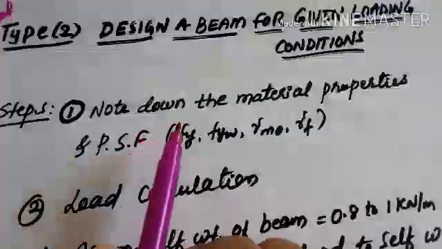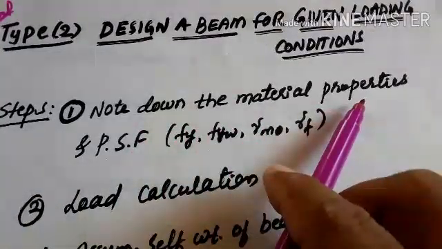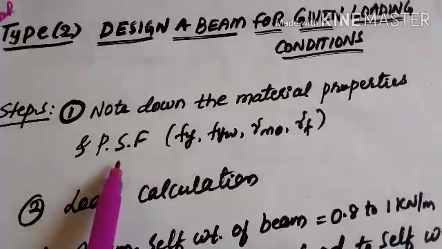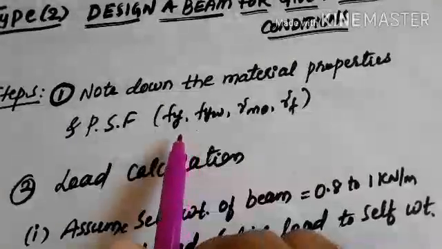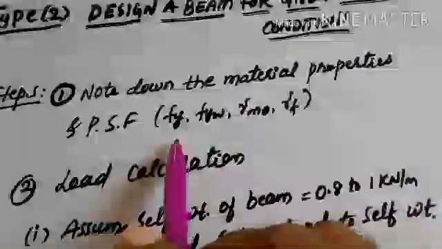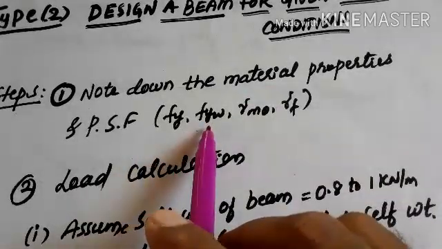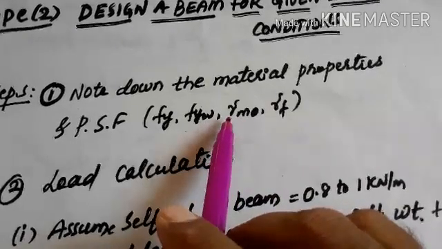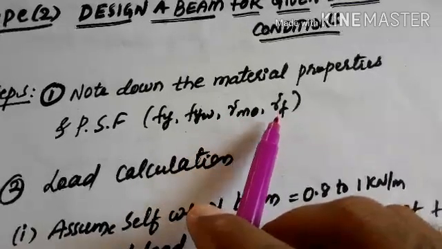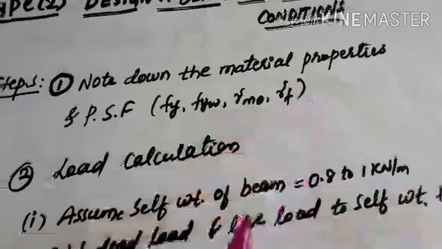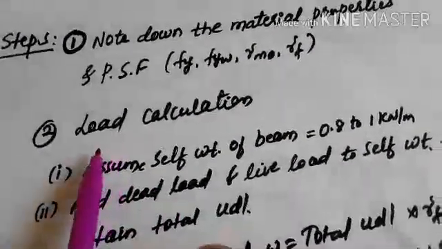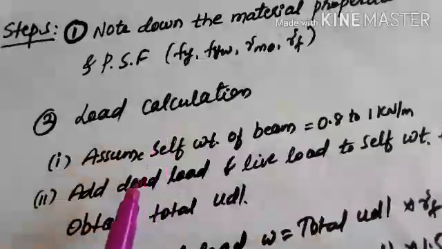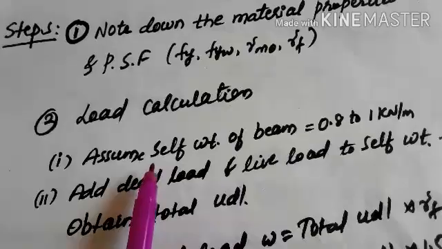Step number 1, note down the material properties first. You have to note down the material properties and partial safety factors: the yield stress of the web material, then the partial safety factor for material, then the partial safety factor for the load. Then the second step you need to do is load calculation. You have to calculate the load, that is dead load and live load both.